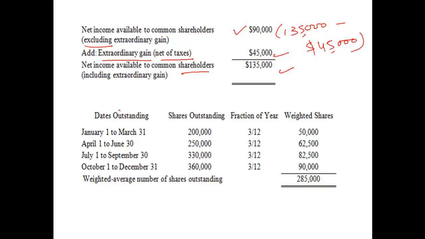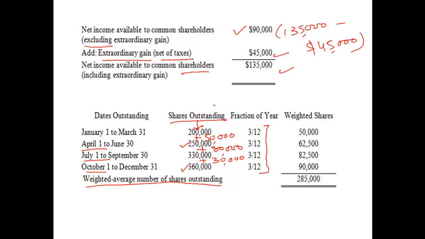Now we'll calculate the weighted average number of shares outstanding. The shares outstanding as on January 1 are given to us as 2 lakhs. And on April 1 the company has issued 50,000 additional shares. So we'll add 50,000 here. So we'll get 2,50,000. And on July 1 the company has issued additional 80,000 shares. So we'll add 80,000 here. And on October 1 the company has issued 30,000 shares. So we'll get 3,60,000, and the fraction of year will remain same in all the four.